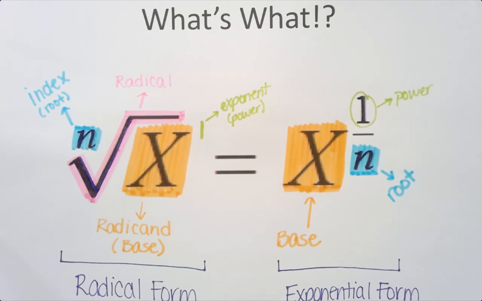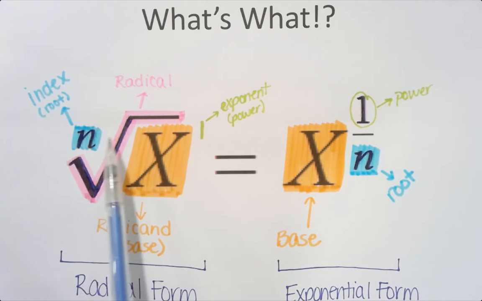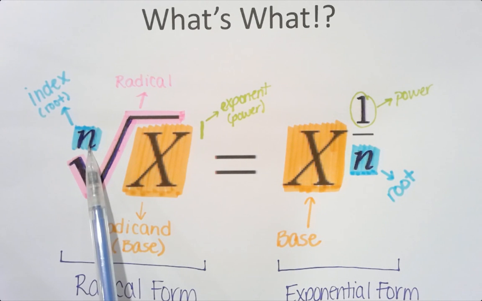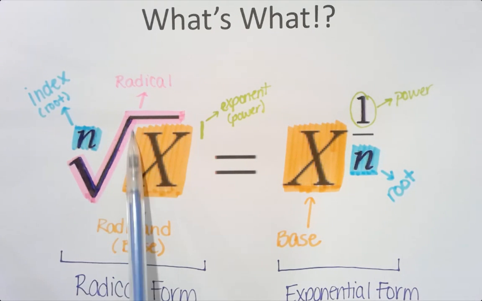All right, guys, what's what? On the left-hand side, we have a radical form, and on the right-hand side, we have exponential form. These two forms you need to be able to convert back and forth between very easily in order to solve more complex problems.